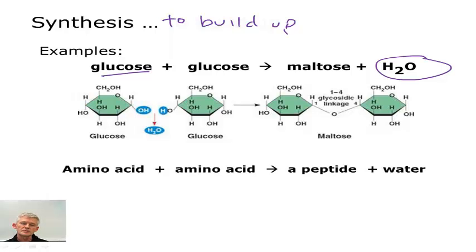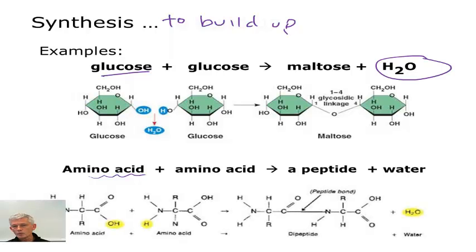What about proteins? Proteins, as you know, are basically combinations of amino acids. And amino acid plus amino acid is going to get you a small protein called a peptide, and again you're going to get water. So word form and then the actual chemical diagram form. One amino acid showing the OH, another amino acid showing the H. This is where the water is going to show up as a product on this side of the reaction. And again, two amino acids just are dipeptides.